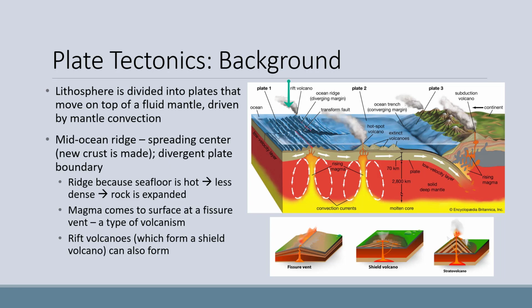There is a ridge because the seafloor is hot, making it less dense, so the rock is expanded, forming a ridge. Like I said, magma comes to the surface at a fissure vent. This is a type of volcanism. Shield volcanoes can also form. These are not particularly explosive volcanoes, meaning they typically don't create massive blasts that destroy civilizations. In the upper image, the mid-ocean ridge is visualized by magma coming to the surface. You can see the ridge running away from the cutout. There is a horizontal fault running through the middle of the mid-ocean ridge, but that isn't the ridge itself.